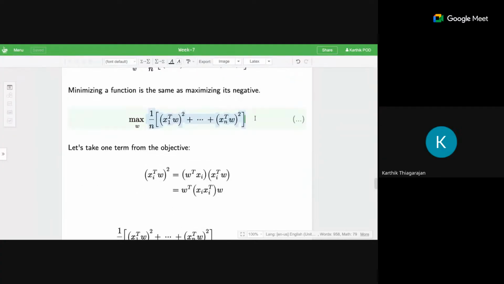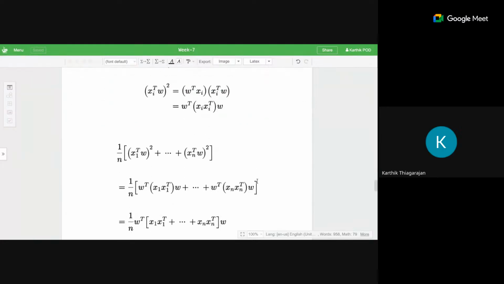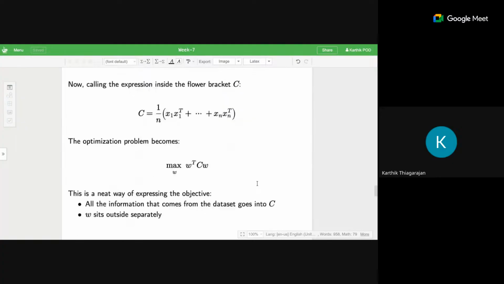So this is the same as maximizing the negative of this, and we ended up with this expression. So once again, we did some algebra and rephrased this as maximize W transpose CW, where C is what we call the covariance matrix, the sample covariance matrix associated with the data set. So that is where we stopped.